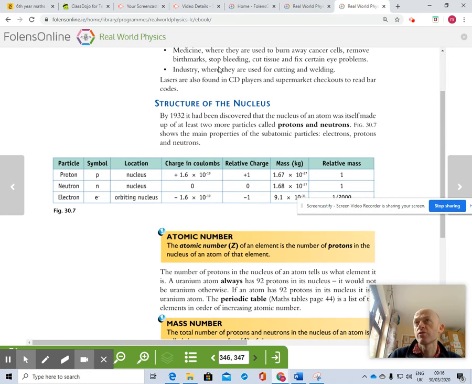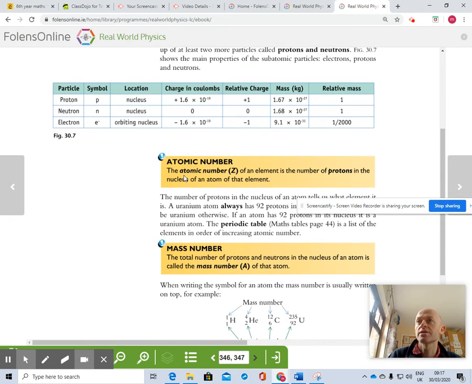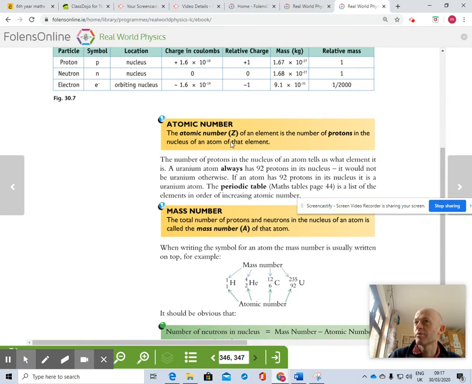So you need to know some stuff about the structure of the atom. You need to know a bit about the structure of a nucleus. So you've got the proton, neutron, electron. The electron is very small, it orbits the nucleus. The protons and neutrons are contained inside the nucleus. That's all pretty handy stuff you've met before.